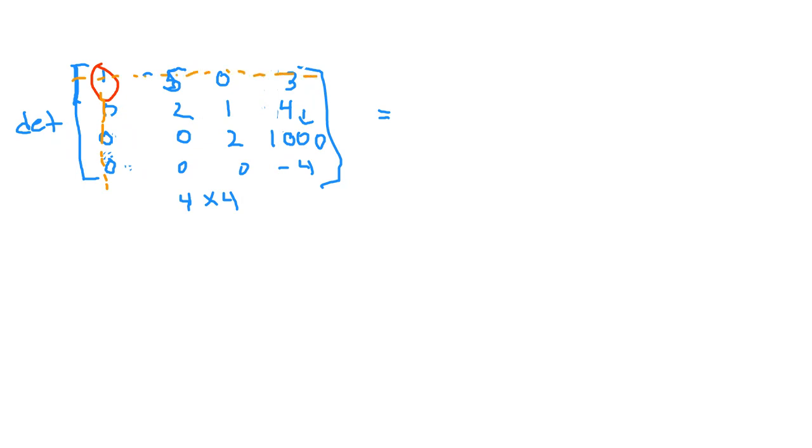So we'll expand down the first column. And so we're going to block out the 1, which is in the first row, first column. And we're going to have a plus 1 times this determinant. 2, 1 with 2, 1, 4.